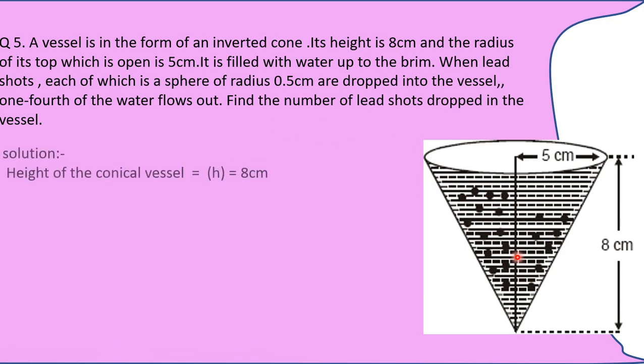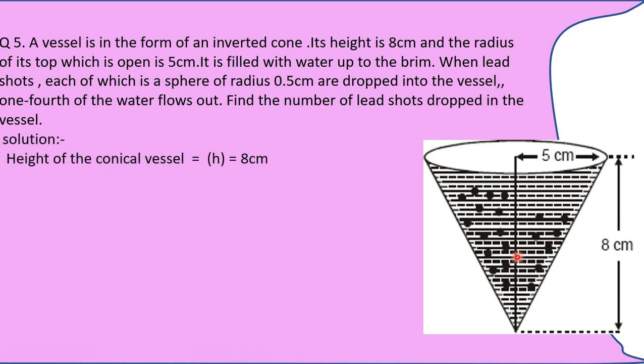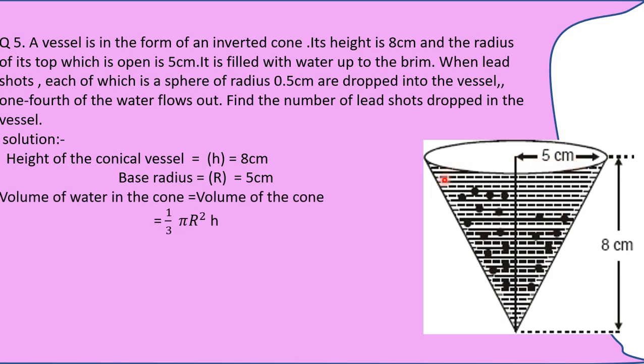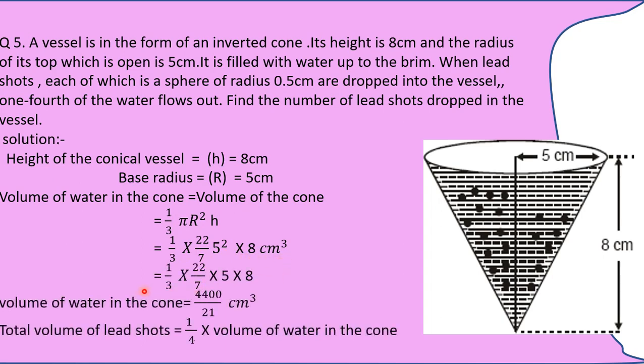So let's start. As it is given, the height of the cone is 8 centimeter. Its radius is given 5 centimeter, and we can calculate the volume of the cone, that is equal to the volume of the water inside the cone. So that is 1 by 3 pi r square h, and for pi we can put 22/7, into 5 square into 8 centimeter cube.